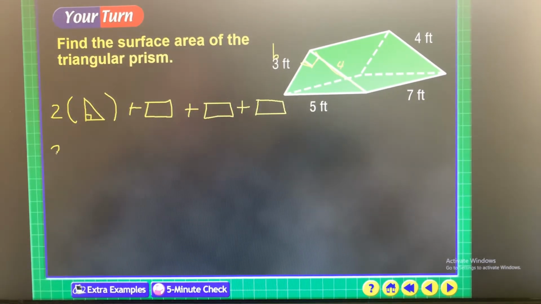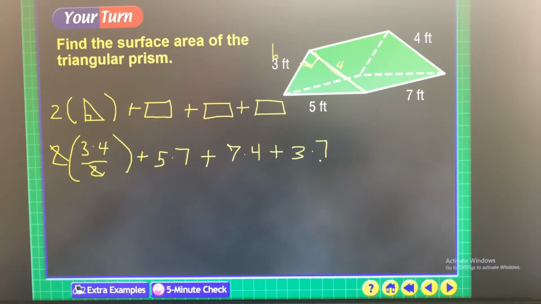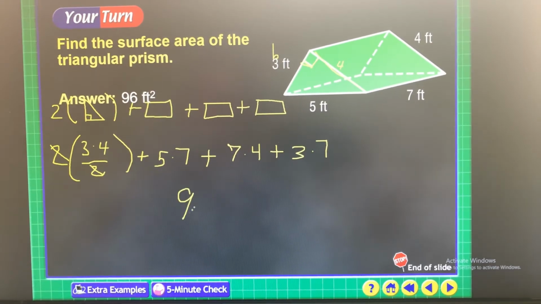So I have 2 times 3 by 4 divided by 2, which we know we can cancel these 2's, plus the rectangle on the bottom is 5 by 7. The rectangle on the top is 7 by 4. And the rectangle in the back is 3 by 7. And then you just enter that into your calculator. Boom, 96 feet squared. It's not that hard. Just requires a little bit more effort than doing volume.